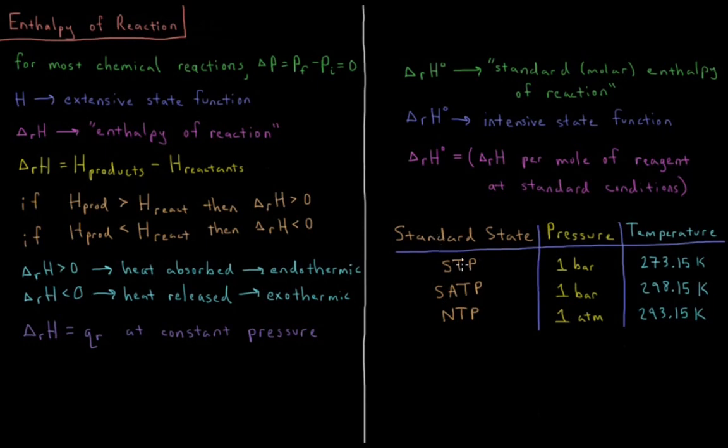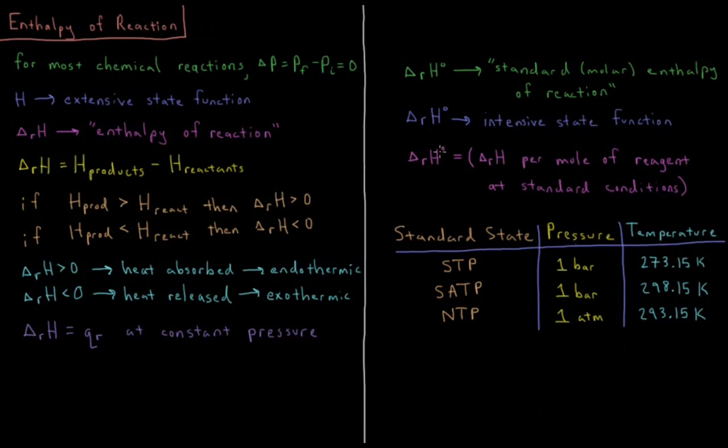So various standard states exist. There's standard temperature and pressure, STP, which is a pressure of 1 bar and a temperature of 273.15 Kelvin, or 0 Celsius. Standard atmospheric temperature and pressure, SATP, 1 bar and 298.15 Kelvin, 25 Celsius. Then there's also normal temperature and pressure, which you might encounter as 1 atmosphere of pressure and 293.15 Kelvin, 20 Celsius. So just pay attention to if your particular professor or whatever you're working off of defines a specific standard state for your enthalpy, that you make the correct choice there.